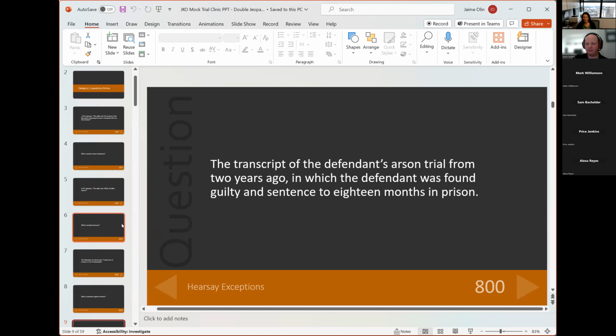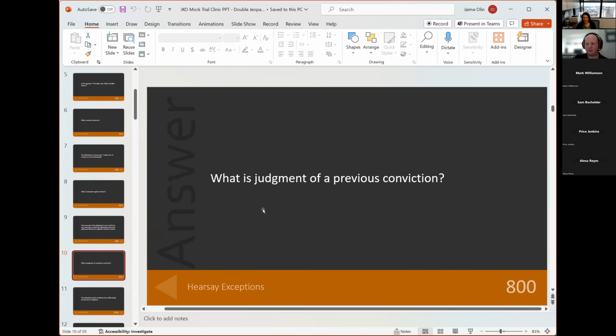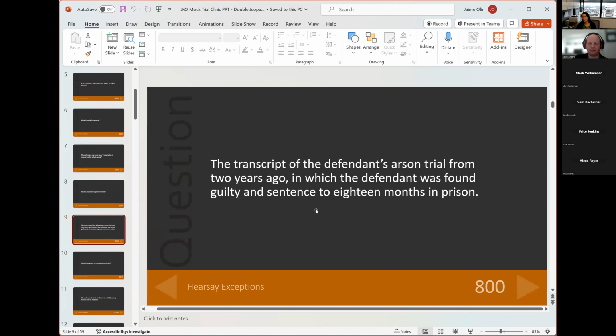Would that be judgment of a previous conviction? That is exactly right. So that is one of the exceptions to the hearsay rule. There are some requirements that you have to go through for that to apply. So it's not enough to just say it's an exception to hearsay because the defendant was previously convicted of arson. That's not going to be enough. You have to show not only that the defendant was actually found guilty, it's not enough for the defendant to have gone to trial, but that there has to have been some kind of penalty imposed, which in this case, we've got the 18 months in prison.